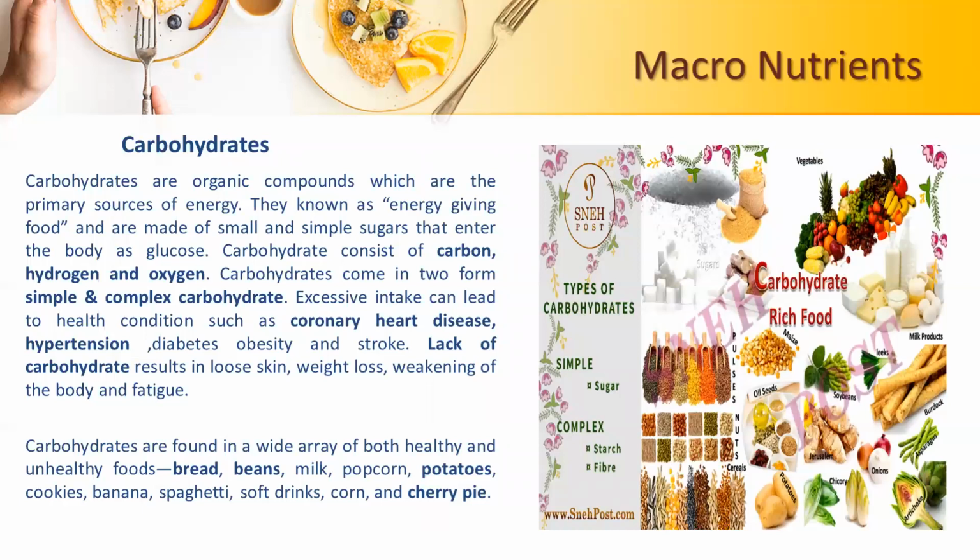So what are carbohydrates? Carbohydrates are organic compounds, which are the primary source of energy. They're known as energy-giving food and are made of small and simple sugars that enter the body as glucose. Carbohydrate consists of carbon, hydrogen, and oxygen. Carbohydrates are also made up of sugar, starch, and cellulose. Carbohydrate has two types, simple and complex.